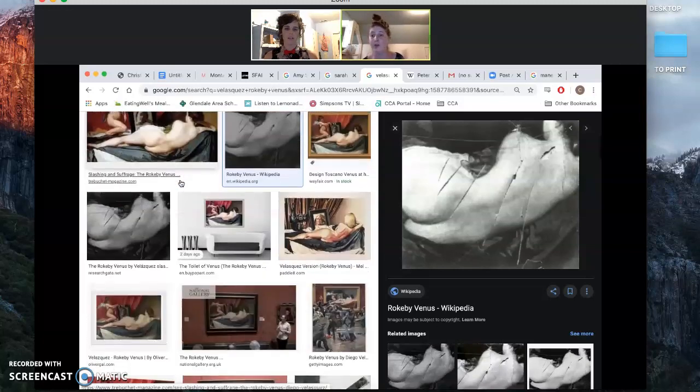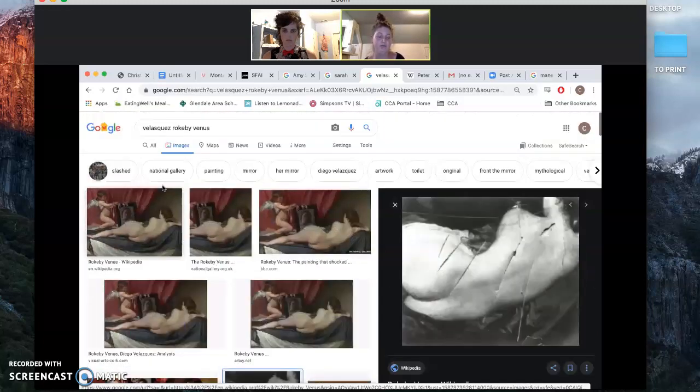Mm-hmm. But they went through crazy trauma. They were jailed, they were starved, they were force-fed in jail. The woman who slashed this painting endured those kinds of tortures. It was a wild time. Never a dull moment. Yeah.